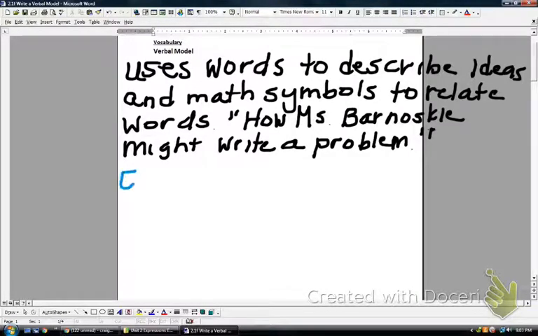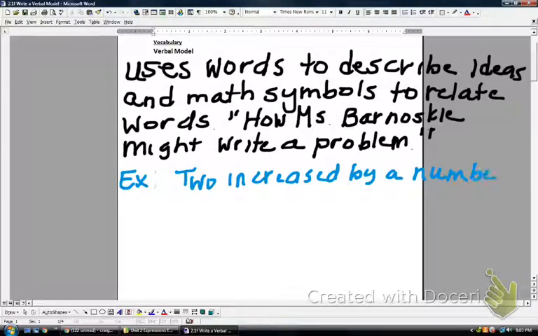Alright, so here is an example. Two increased by a number. That might be how Miss Bernowski would write something. She would use all words. A mathematician would write that as 2 plus x. Since the number is unknown, we use a variable. So the top is how Miss Bernowski might write it, and the bottom is how a mathematician might write it. So this right here would be the verbal model, the top line.